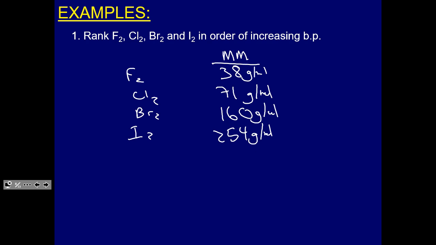Fluorine should have the lowest. So if I'm ranking increasing, low should be F2. Working my way up, Cl2, Br2, and then ultimately I2 with the highest boiling point. Okay. It's that simple. Check the molar mass and see how it ranks.